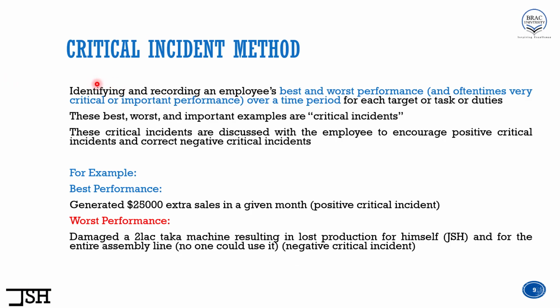We are going to record and discuss all the critical incidents throughout the year. Now, before we finish this concept, let's take a look at this definition in further detail. So we record the best and worst performance and other important performance of an employee over the time period, but this performance recording takes place for each target or task of that employee. Again, for each target or task or duty of an employee, we record the best and the worst performance over a time period. Now let me give you a more practical example. In that way, it will be clearer to you.